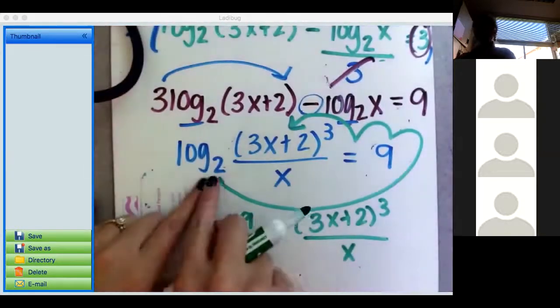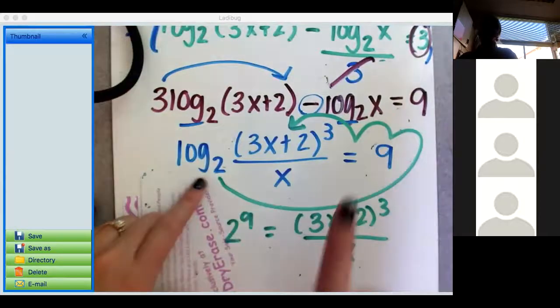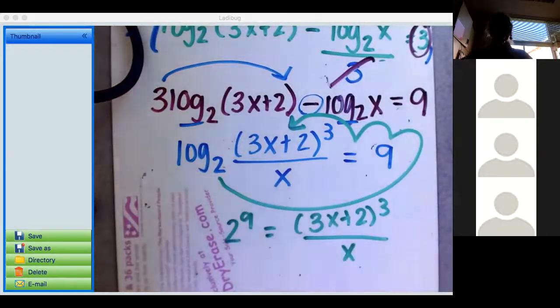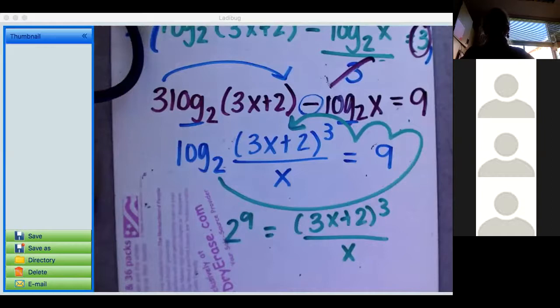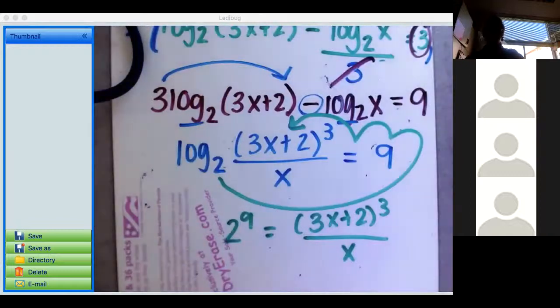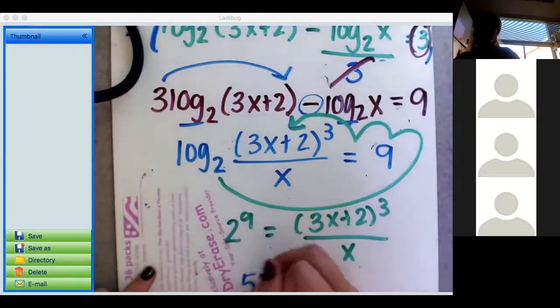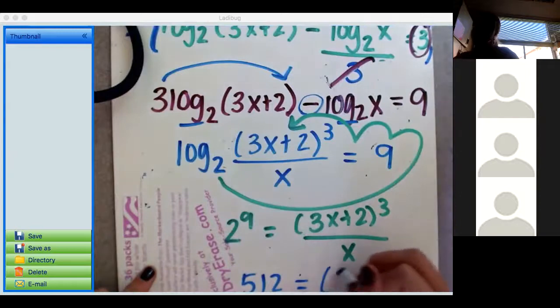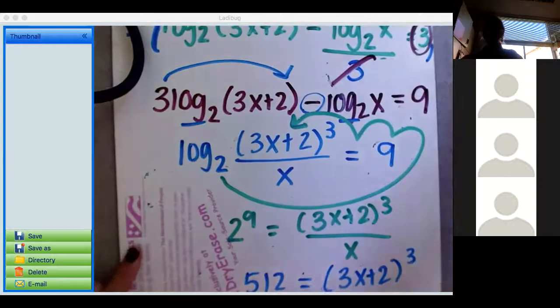No. Base of 2 raised to the 9th power. Yep. I'm thinking 2 to the 5th is 32, so to the 6th is 64, to the 7th would be 128, to the 8th would be 256, so to the 9th would be 512. Yeah. And y'all are like, why did she just do that in her head when she could type it in a calculator? 2 to the 9th is 512 equals (3x plus 2) cubed over x.